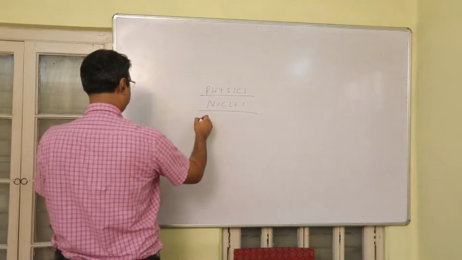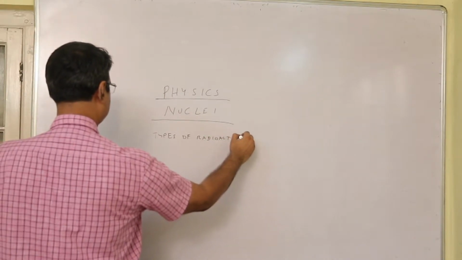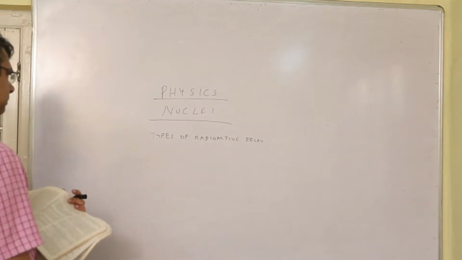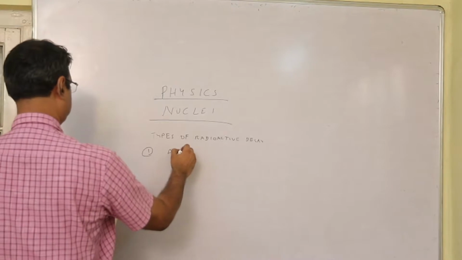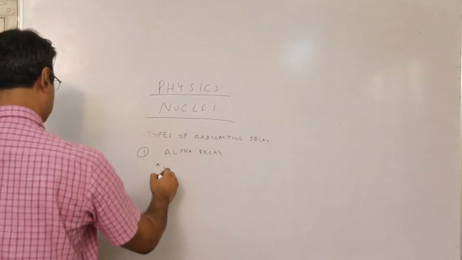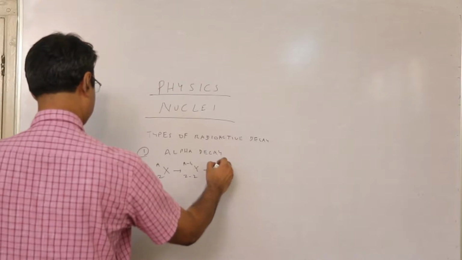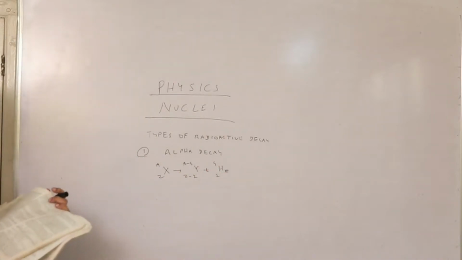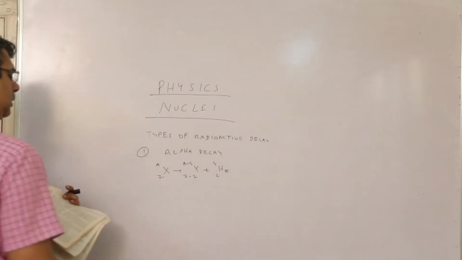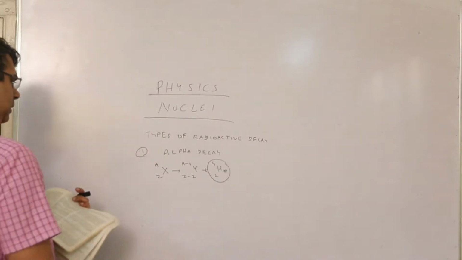Now, since the topic is radioactivity, we are going to discuss types of radioactive decay. That's going to be our next topic. Types of radioactive decay. First is alpha decay. In alpha decay, what happens? The parent nucleus, suppose its name is X, disintegrates to give what we call the daughter nucleus Y, and a helium nucleus is known as alpha particle. This is actually a helium nucleus and we call this alpha particle.